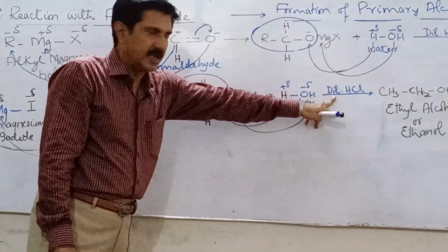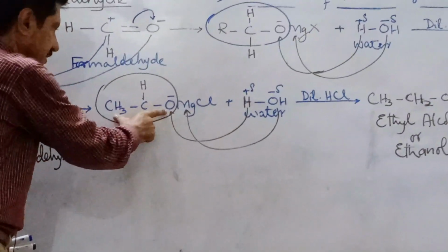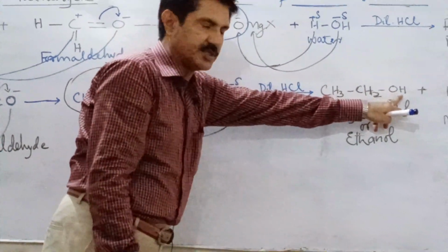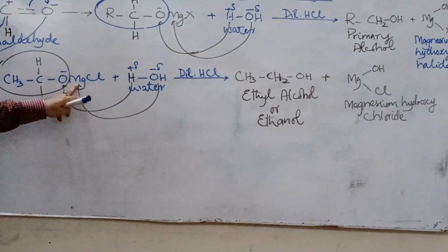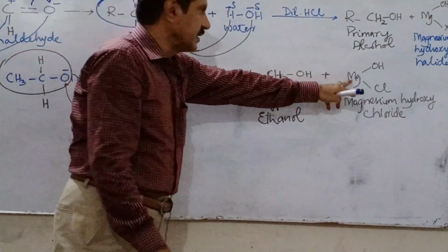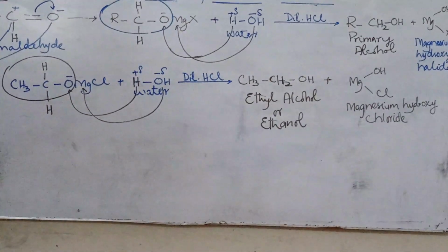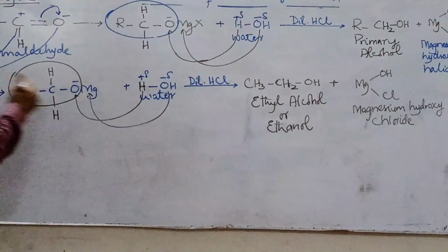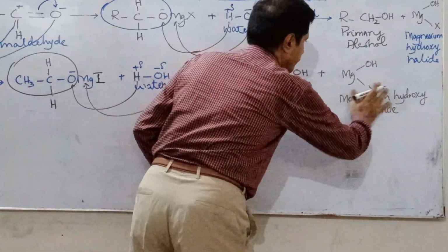In the presence of dilute HCl, the H of water will be added to the negative part of the molecule, making it CH3CH2OH, ethyl alcohol or ethanol, while the OH group will be added to the MgCl, making it magnesium hydroxychloride. It will not be chloride, rather it will be iodide, because we have taken iodine here, so it will be iodide.